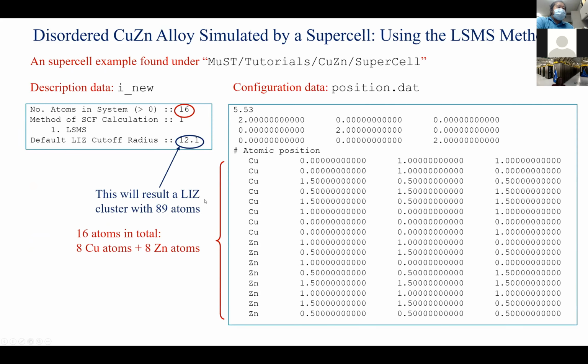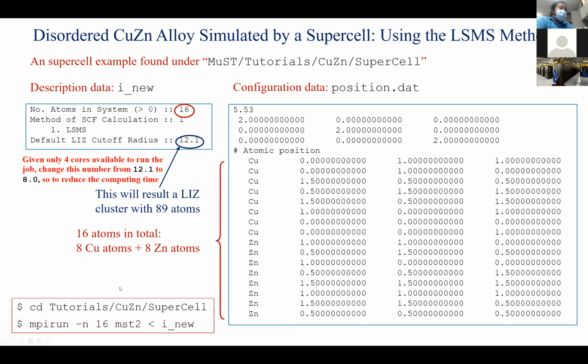There's another parameter for running LSMS. It's called the local interaction zone size. That's a kind of cutoff radius. It's a controlling parameter you can use. Anyhow, you can run this job with reduced computing time. I actually ran that with 16 cores. No matter how many cores are available to you, you can run. The more cores you use, generally the less time it takes to run the calculation.